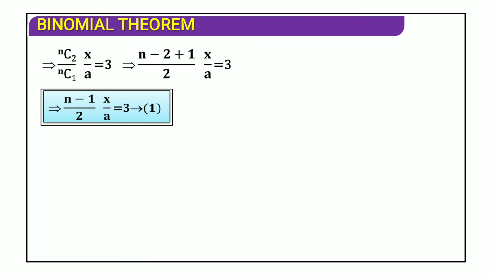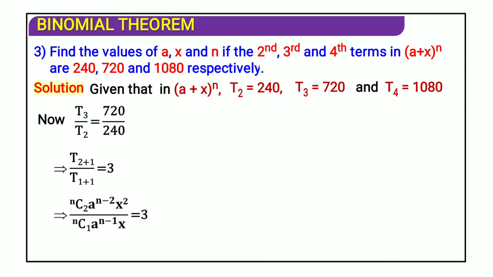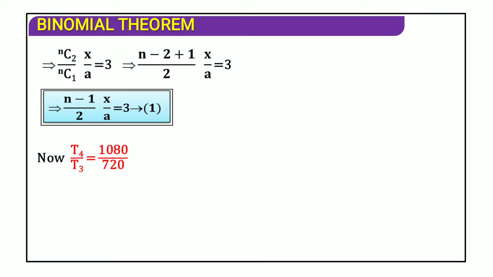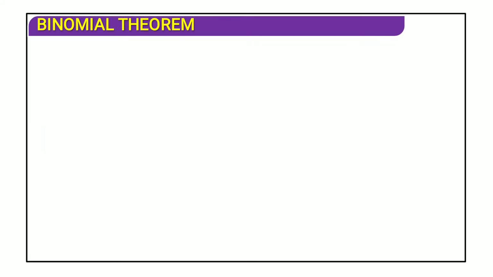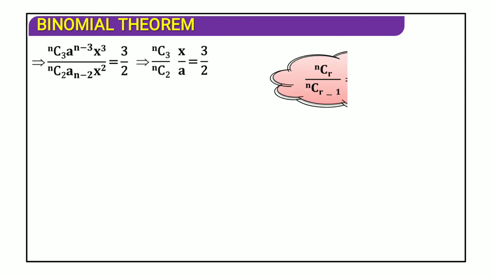It's so easy. In the previous slide we did T4 upon T3. You can calculate the value of T4 upon T3 as well. T4 upon T3 is like T3 plus 1 upon T2 plus 1. You know the value of Tr plus 1 very well. Tr plus 1 is equal to nCr a to the power n minus r x to the power r, or vice versa. So it is one and the same thing.